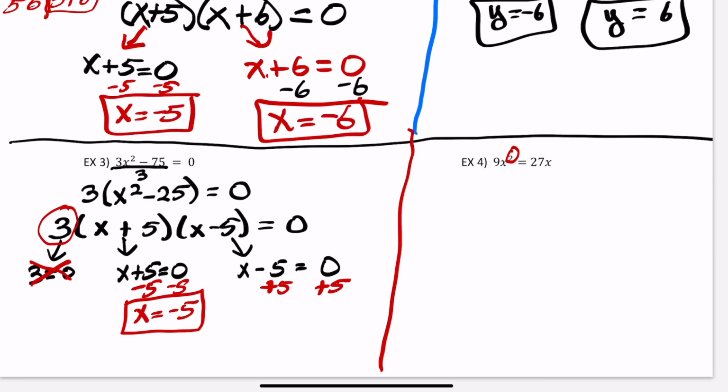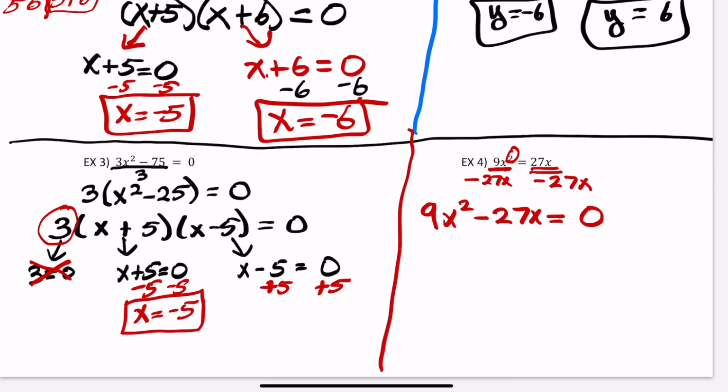In this case, my 9 is positive. So I've got a positive x squared term. I want to leave that one alone. And I'm going to work with the 27x and make that equal to 0 by subtracting 27x from it. When I do that, I get that equal to 0. But whatever I do to one side of the equation, I have to do to the other side of the equation. And so now what I have on the left side of my equation is 9x squared minus 27x.